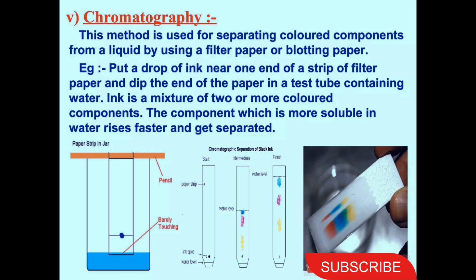Chromatography. This method is used for separating colored components from a liquid by using filter paper or blotting paper. Here, why do we use filter paper? Because it acts as an absorbent. You can use magnesium oxide or aluminate also. These are good absorbents. So with this filter paper or magnesium oxide, capillary action takes place properly.